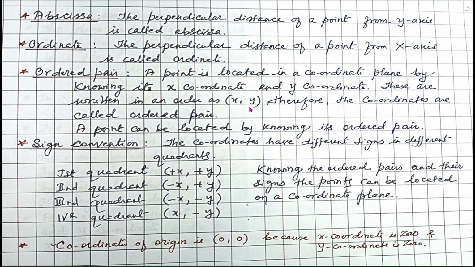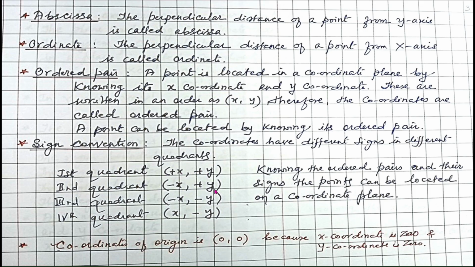So to locate a point, we require its coordinates or ordered pair. Remember that. Now sign convention. The coordinates have different signs in different quadrants. In the first quadrant, the sign convention is plus x, plus y.